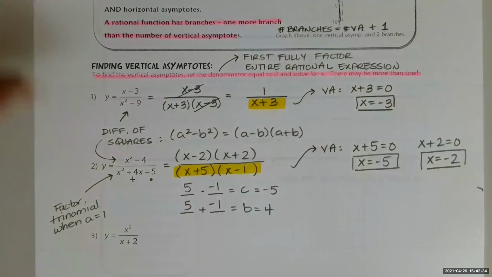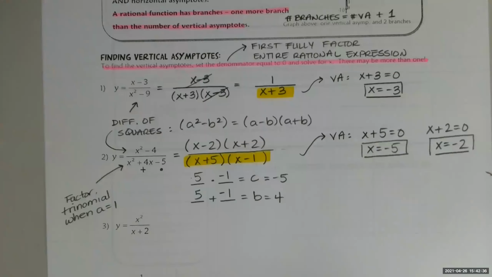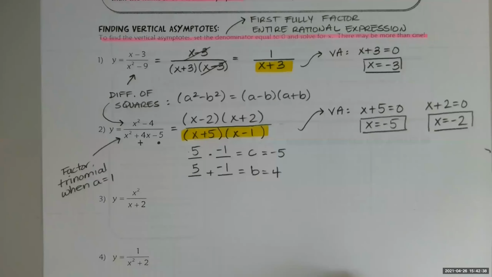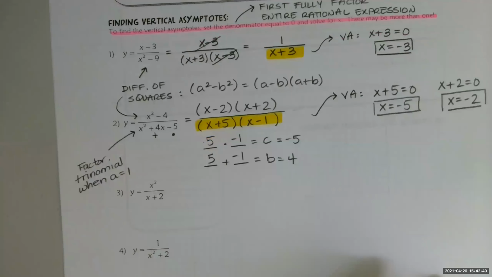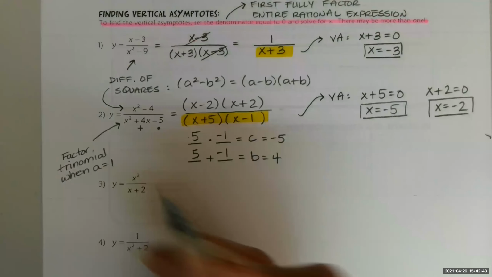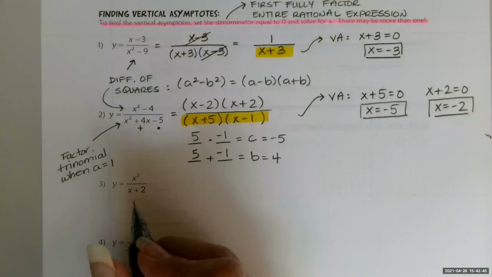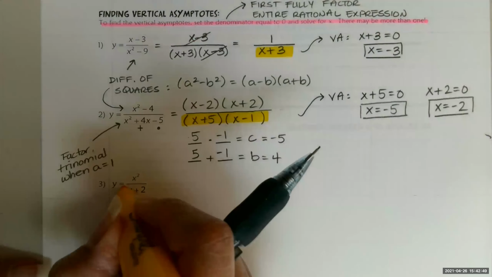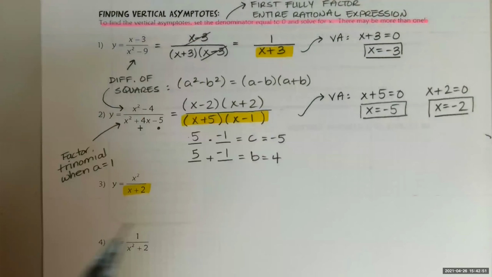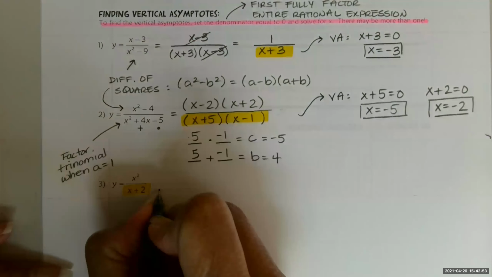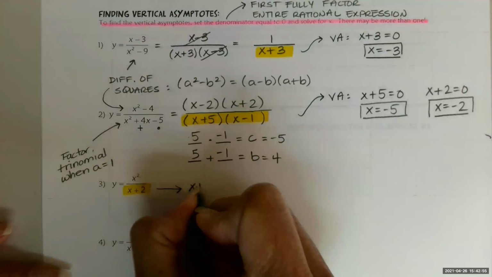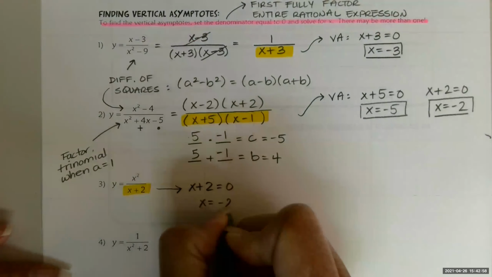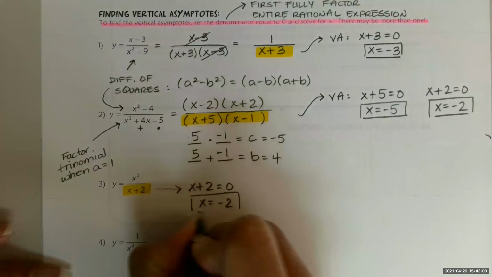Moving down to number 3. Now, at times, we're going to end up with rationals where factoring is not necessary. So we can just jump straight into the problem. We look at our denominator, and we set it equal to 0 and solve. So we're done finding our vertical asymptote.